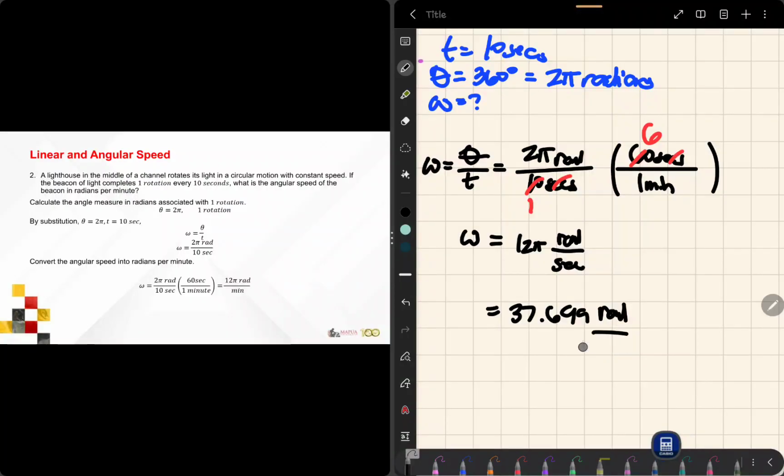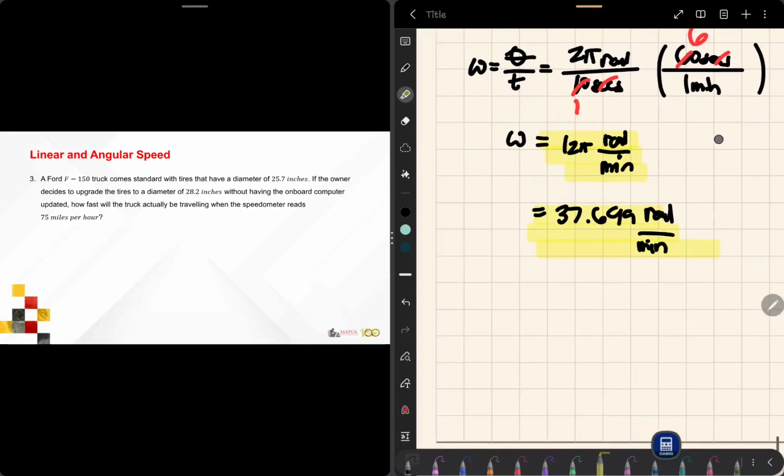Radians per minute, sorry. It should be in minutes. So these two answers are just the same. Next, for number 3.